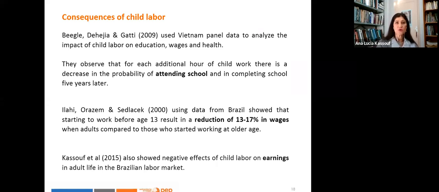Here are some studies. In Vietnam, for example, they used panel data and analyzed the impact of child labor on education, wages, and health. And they observed that for each additional hour of child work, there is a decrease in the probability of attending school and of completing school 5 years later. Also, using data from Brazil, they show that starting to work before 13 years old results in a 13 to 17% reduction in wages when adults are compared to those who started working at an older age. So we see here what happens to adults when they start working earlier. There is a paper that I wrote that shows a negative effect of child labor on earnings in adult life in Brazil.